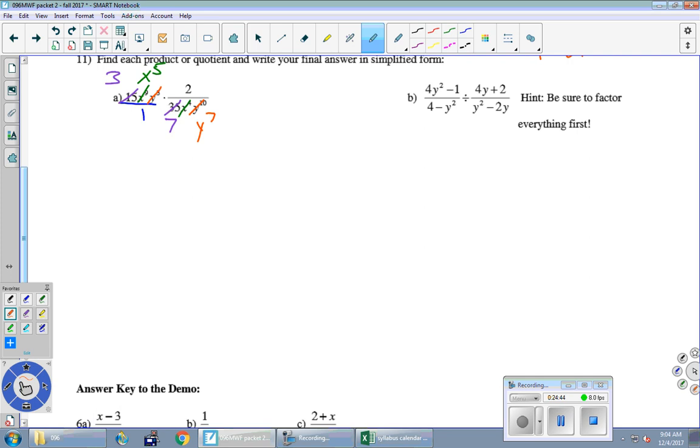Okay, so there's not that much left over. Let's just write it out. Upstairs, I've got a 3, I've got an x to the 5th, and I've got a 2, and we are multiplying. So we get 6x to the 5th divided by, downstairs I see a 1 and a 7 and a y to the 7th. So that's 7y to the 7th, and that's it.